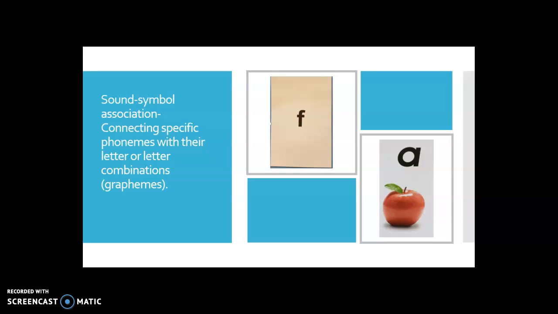Sound symbol association. This is where we are now connecting specific phonemes with their letter or letter combinations. They're graphemes. We often do drills of the sound letter combinations. So I have cards here. The first one is just the F representing the F sound here. And then the other one actually presents a picture with it. So this might be used with our youngest kids where we put a key word with the sound.